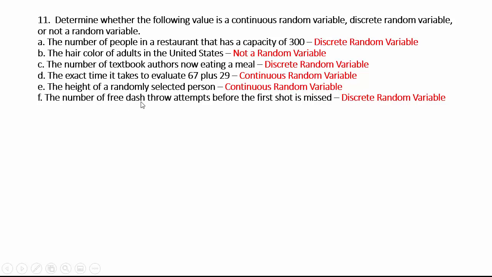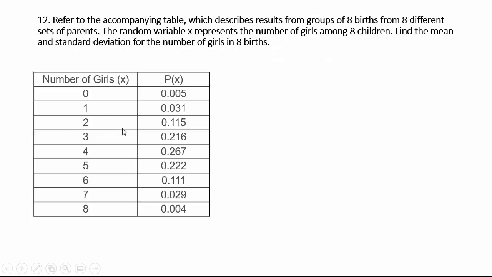And then the number of free-throws. Okay, I think something was wrong in there. Oh, darn it. When I copied this over, this should have just been a dash. Okay, so free-throw, free-throw-long. So the number of free-throw attempts before the first shot is missed, well, just note number of. Discrete random variable, think that right away.